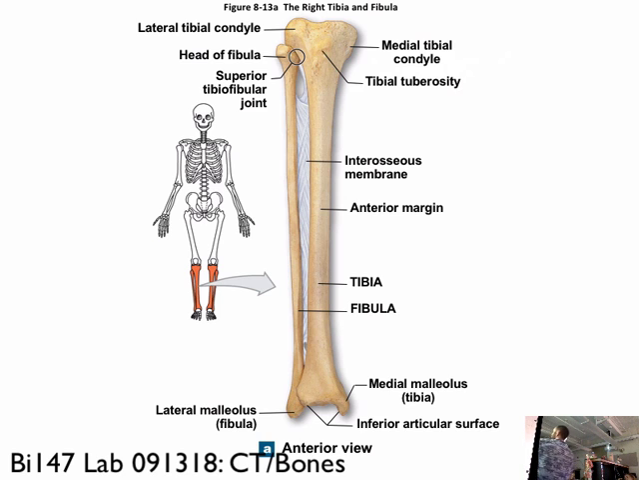The fibula. Tibia is the main big shin bone that comes in contact with the femur. The fibula is the thin lateral bone. It's much smaller, it's lateral. Tibia is medial. And it's going to have some condyles that it attaches to the femur with.